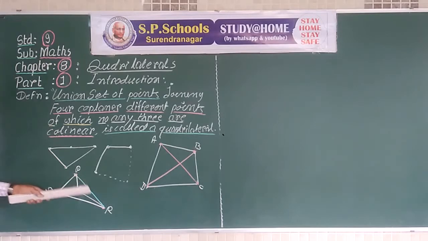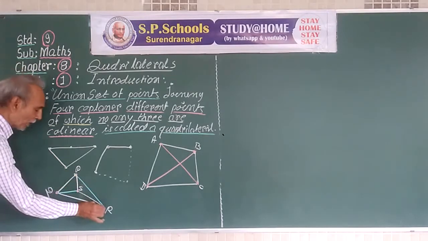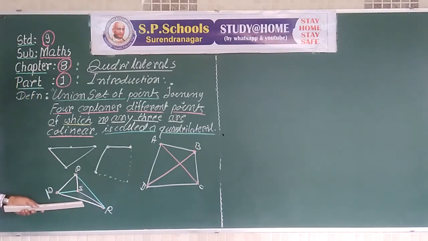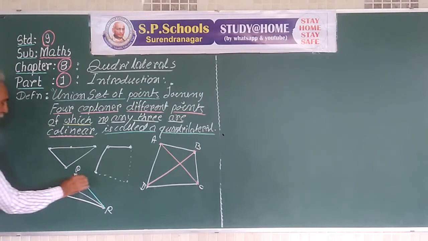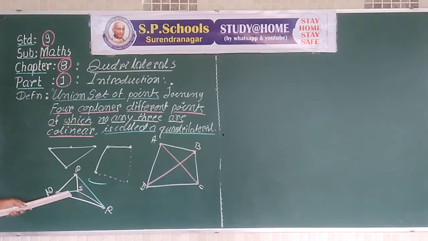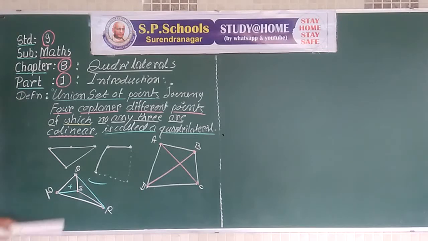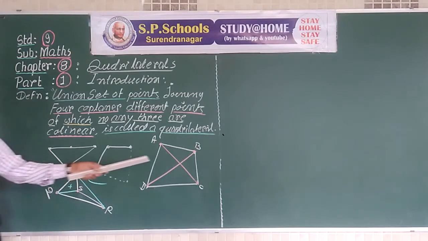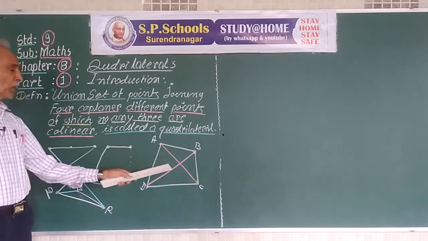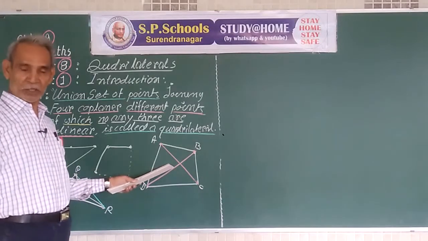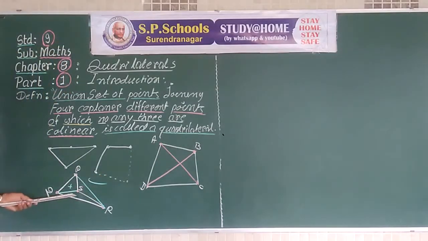The other diagonal PR, endpoint P and endpoint R lie on the quadrilateral PQRS, but all other points of this diagonal lie in the exterior of the quadrilateral PQRS and not in the interior of the quadrilateral. So this is not a quadrilateral of this type. This quadrilateral type we call a convex quadrilateral, and this is a non-convex quadrilateral.